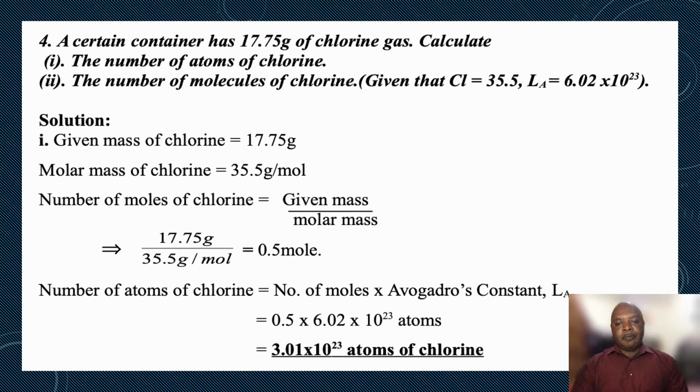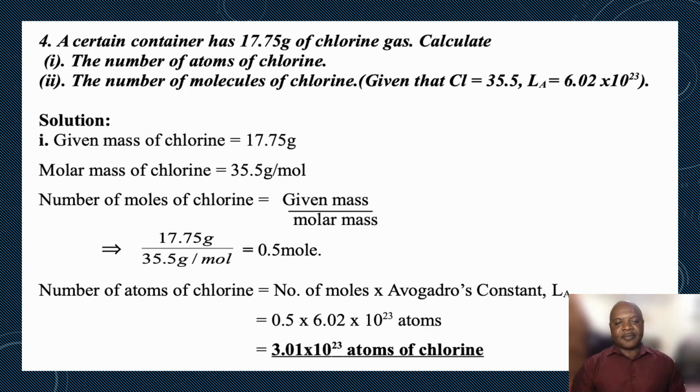Now, question number 4. A certain container has 17.75 gram of chlorine gas. Calculate the number of atoms of chlorine, and the number of molecules of chlorine. We have been given the relative atomic mass of chlorine to be 35.5, and the Avogadro constant to be 6.02 times 10 to the 23rd.